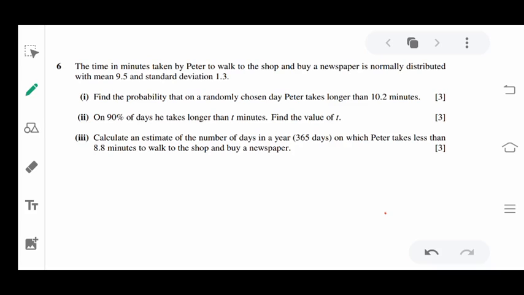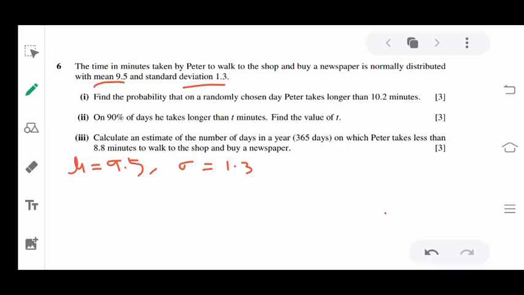So as per this question, the mean is mentioned as 9.5, that is mu is 9.5, and the standard deviation sigma is 1.3. We have to find the probability that on a randomly chosen day Peter takes longer than 10.2 minutes. So how do we calculate this question?